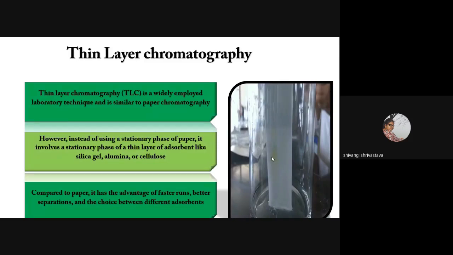And this is a lab photo. When you put this in, you can see the difference in the color. Compared to paper chromatography, it is used because it has the advantage of a faster run, better separation, and the choice between different adsorbents.